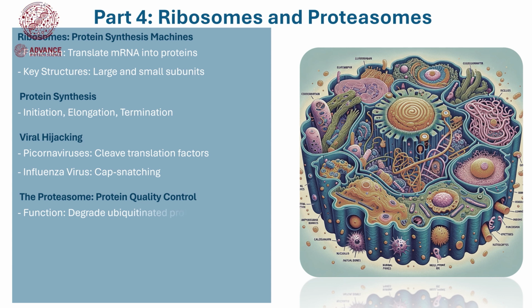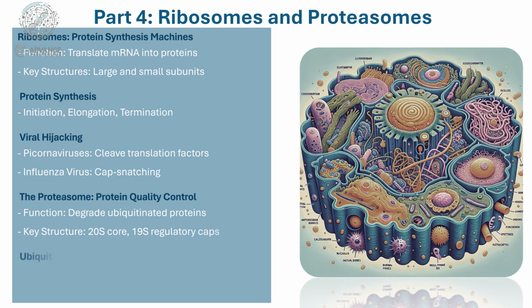1. Recognition and unfolding. The 19S regulatory cap recognizes the ubiquitin tag and unfolds the protein. 2. Translocation and degradation. The protein is translocated into the 20S core, where it is degraded into small peptides. Proteasomal regulation. Proteasomal activity is regulated by ubiquitin ligases, deubiquitinases, and cellular signaling pathways.